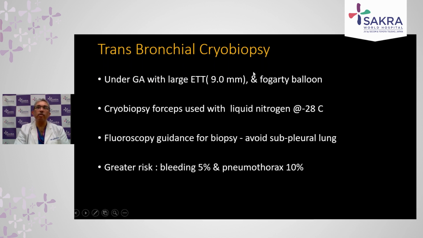So to control the bleeding, you put in a Fogarty balloon before taking the cryobiopsy, and the moment the biopsy is taken, the Fogarty balloon is inflated to give balloon tamponade to that region of the lung to prevent excessive bleeding, because bleeding has been noted to be moderate to severe in as many as 5%. So a Fogarty balloon catheter is mandatory. Pneumothorax can happen because if you take a larger piece of tissue, and more so if you go to the periphery, in almost 10% of cases.